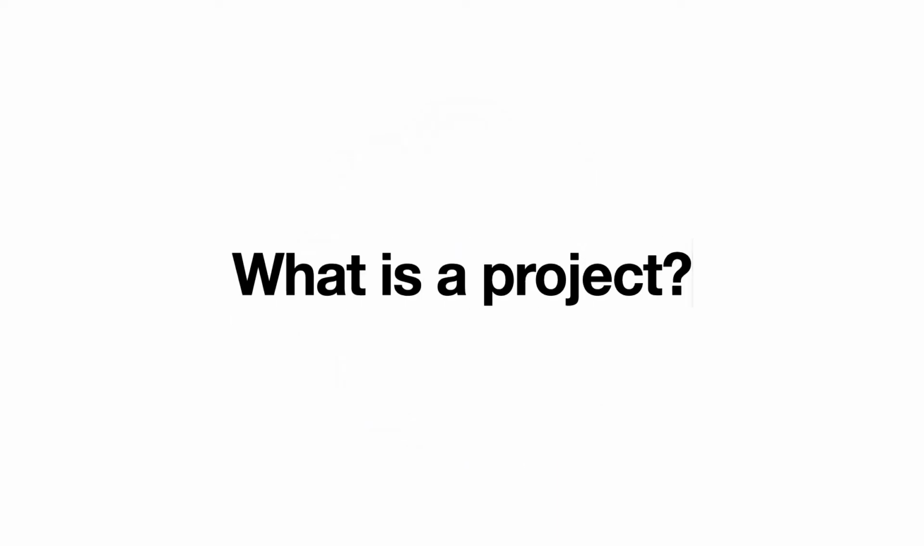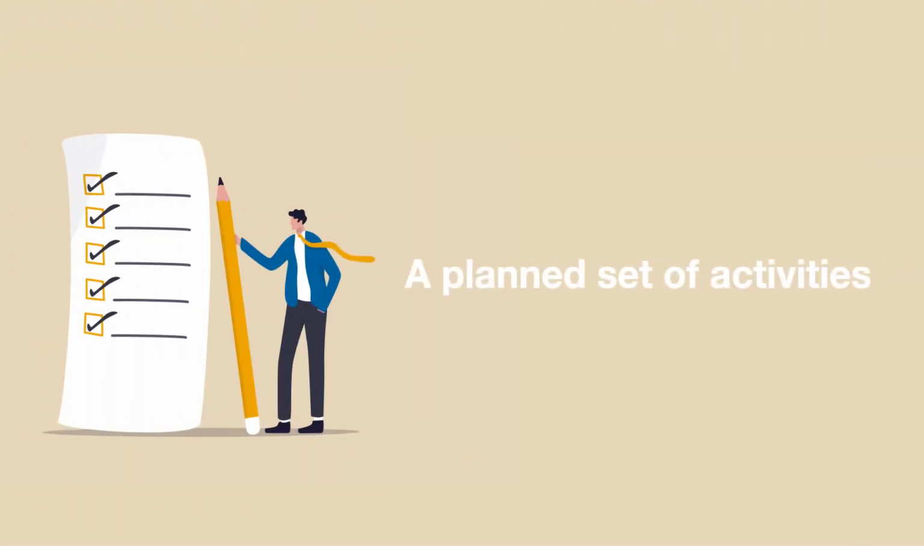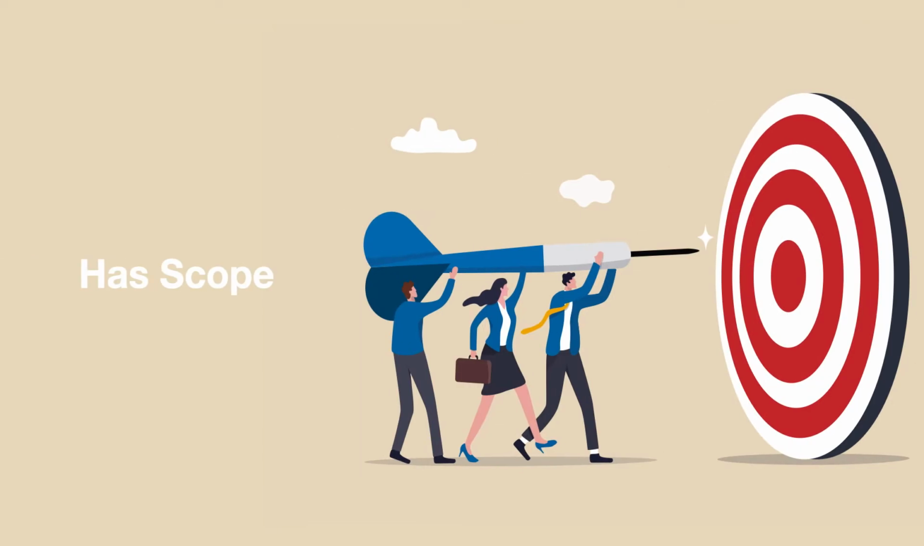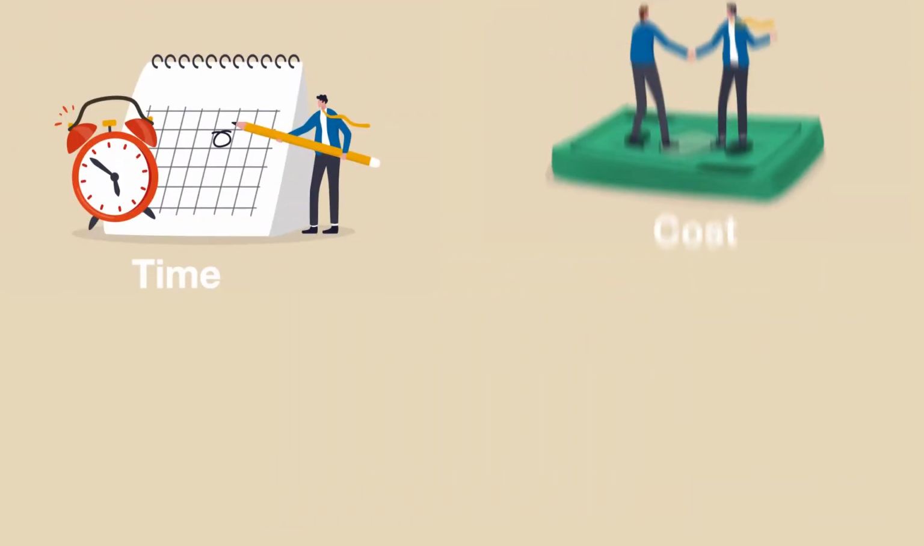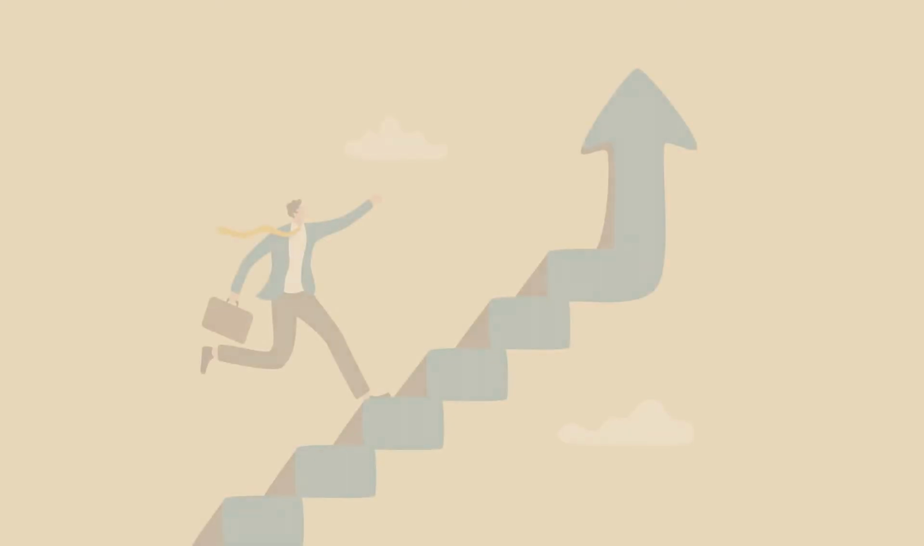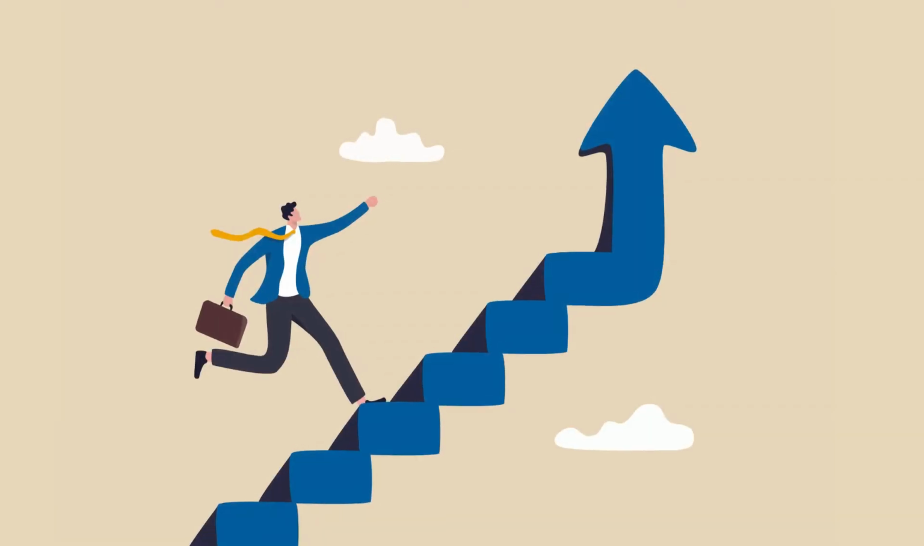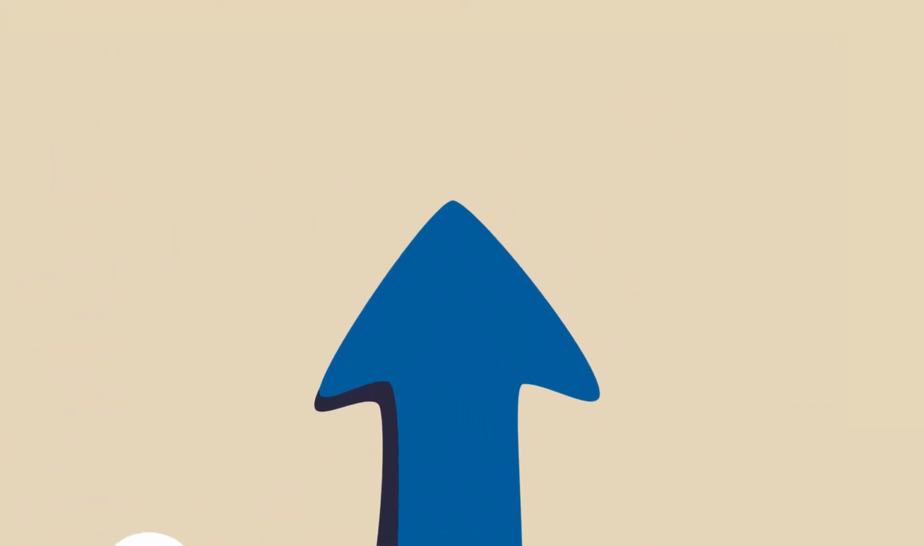What is a project? A project is a planned set of activities, has scope, and has time, cost, quality, and resource constraints. Understanding these basics will go a far way into making your drone projects reach great heights.